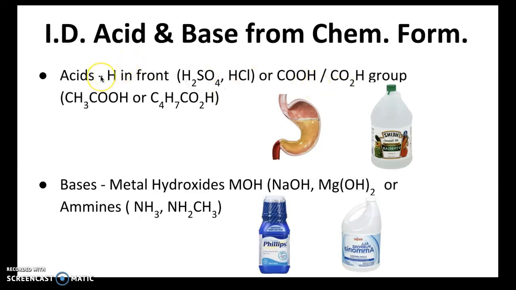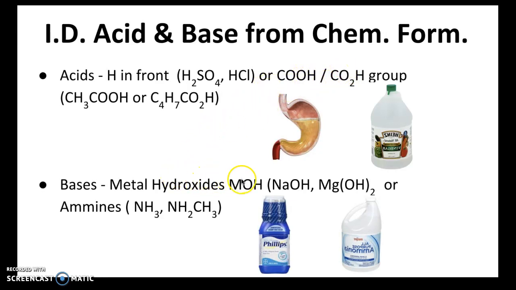For acids, there are 2 different things that we look for. You either look for a hydrogen in the front, that's the way we write their chemical formula, or you look for what's called a carboxylic acid or CO2H group. That's where you have carbon, 2 oxygens, which could either be written out like this or as O2, and then a hydrogen. So those are acids.